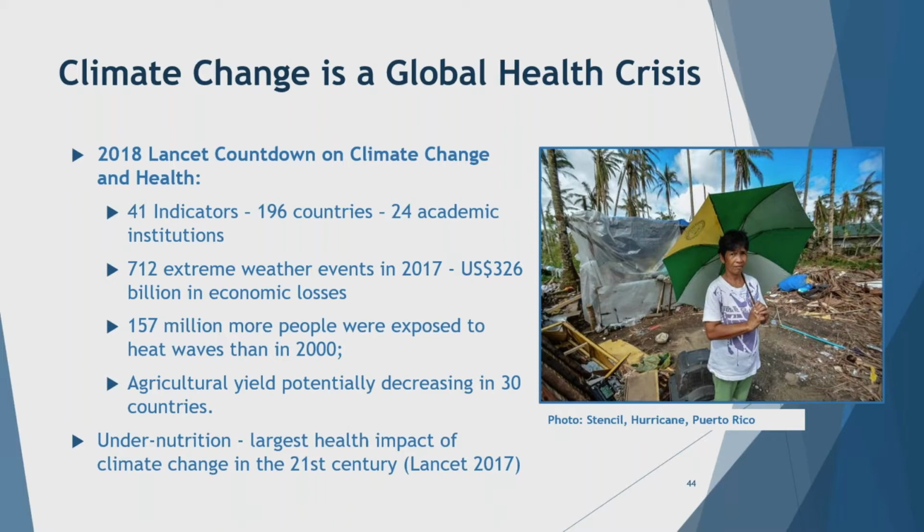One indicator that I found really helpful in terms of the human health impacts is that they estimated that in 2017, 157 million more people were exposed to heat waves than were exposed in the year 2000. Another indicator they looked at was agricultural yield. For the 30 countries that were providing data, they found for all of them that agricultural yield was decreasing because of drought, water loss and extreme heat. So in the 2017 report from the Lancet Countdown, they concluded that undernutrition, what we used to call starvation or malnutrition, would be the largest health impact of climate change in this century.